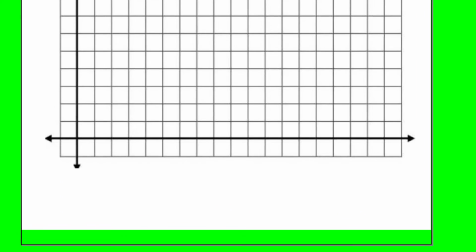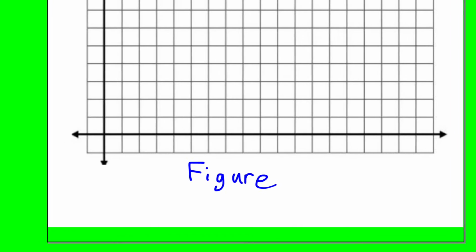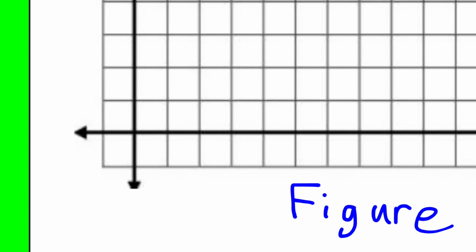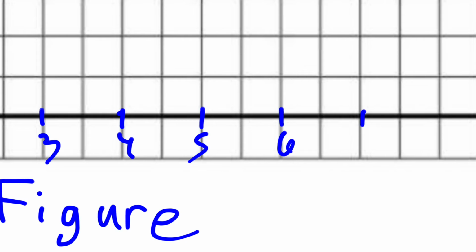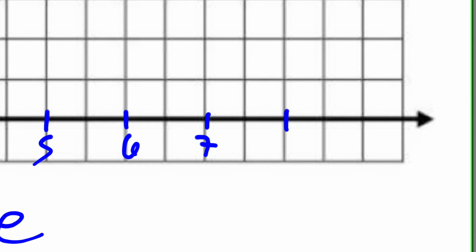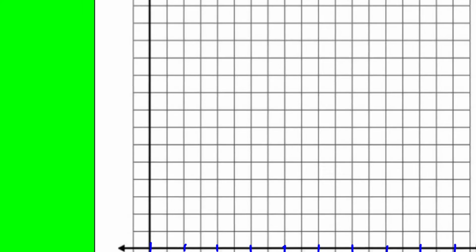The x-axis is the horizontal one. We'll call it figures. Our figures were going up by 1s again, so we can do the same x-axis as last time. Where the cross is 0, 1, 2, 3, 4, 5, 6, 7, 8, 9. So there's our x-axis. Our y-axis we will call stars.